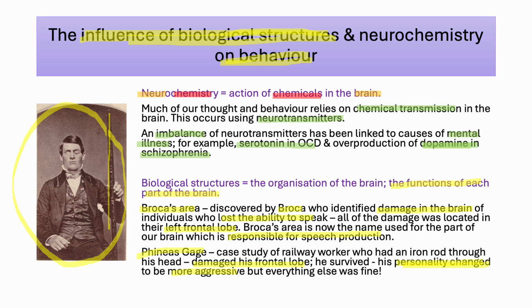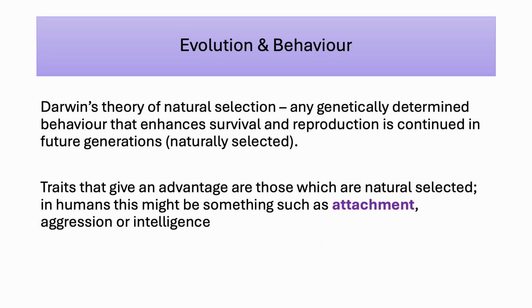Moving on to the final part of the biological approach, which is evolution and behaviour. So this links to Charles Darwin's theory of natural selection. You might already be familiar with this, and all this is about really is just linking it to specific psychological findings or psychological behaviours. Darwin's theory was that any genetically determined behaviour that enhances human survival or species survival and reproduction will get continued into future generations. It gets naturally selected, it gets bred again and again because it's advantageous. So traits that provide an advantage are those which are naturally selected.